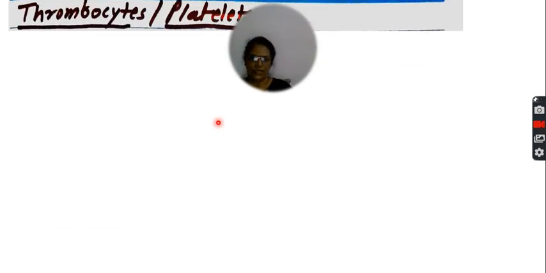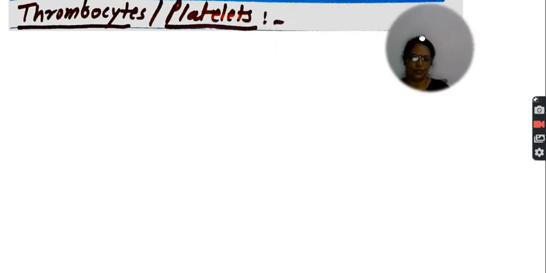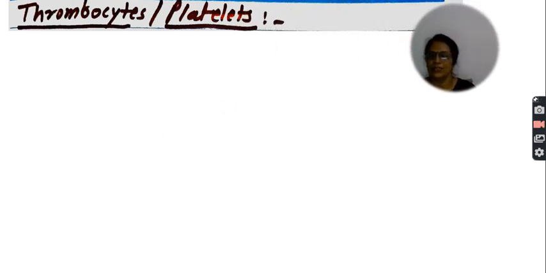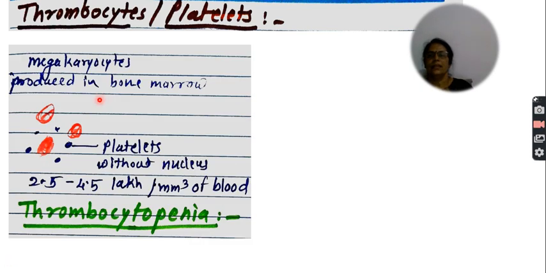Then the thrombocytes, or it is called the platelets. In the thrombocytes, here the megakaryocytes, it is also called the megakaryocytes. They are produced in the bone marrow. So look at these here. These are the platelets or the thrombocytes without nucleus, 2.5 to 4.5 lakh per mm³ of the blood.